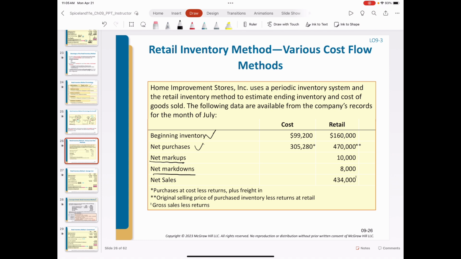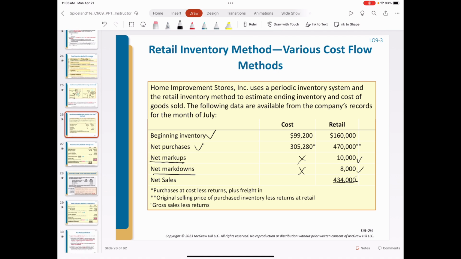Net markdown is the difference between markdown and markdown cancellation. These two have no impact on the cost. Both have an impact on the retail value. That's why their information appears in this column. After these two, the retail value of inventory available for sale will change. Then this is net sales, which represents the retail value of goods sold.